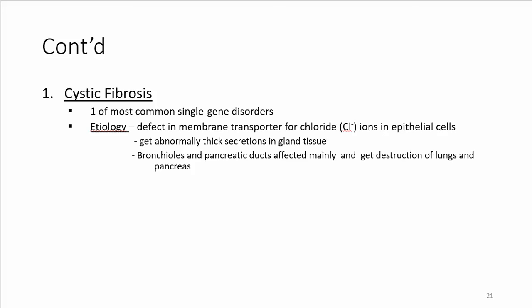Now, they also have very salty sweat, and that's an interesting finding. If you kiss a baby on the forehead and that baby has cystic fibrosis, they taste salty. Very interesting finding.